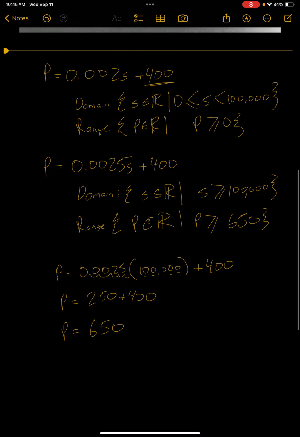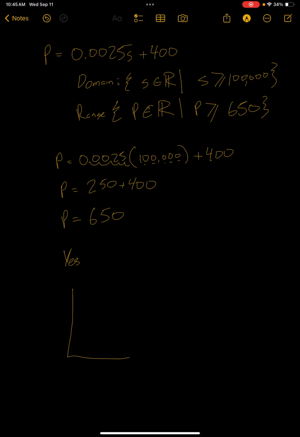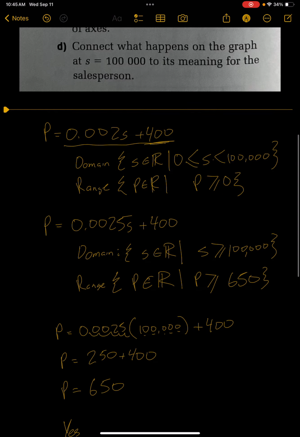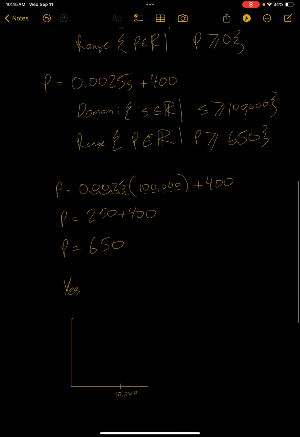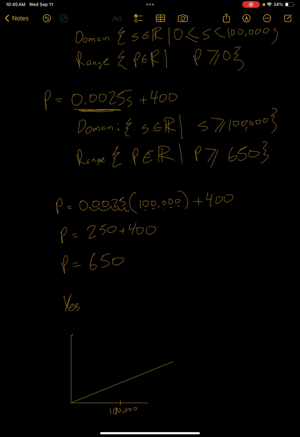I think so. Yes. Why? Well, if we were to draw it out, let's do that. I'm just going to go ahead and draw it out. That's 100,000. When I draw my first one, it starts at 400, and it increases, the slope is really small. And here the slope is a little bit bigger. The first one would look something like that, right?